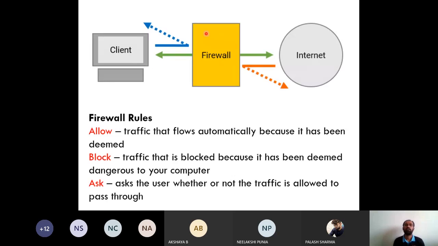Then here comes, basically, we have classified the functionalities of the firewall into three rules. We say it as firewall rules. What exactly is here? From this diagram also you can make it out. This is the internet and this is my client machine. Between them, there is a very important firewall. Whatever request is sent by the client or through the internet, if it is authenticated data flow or authenticated traffic flow, that will be allowed directly without any problem. That is what you call allow.